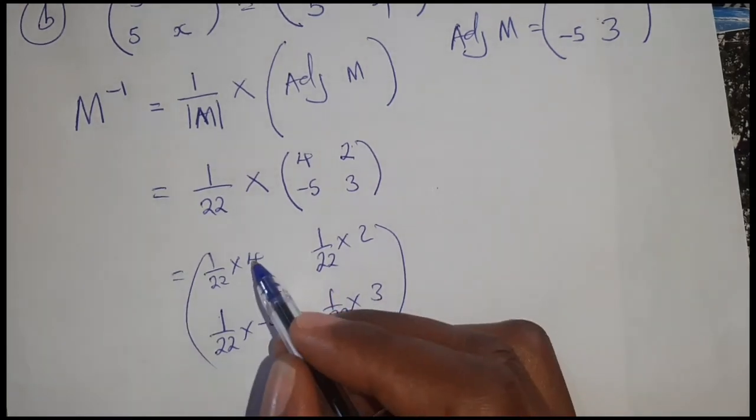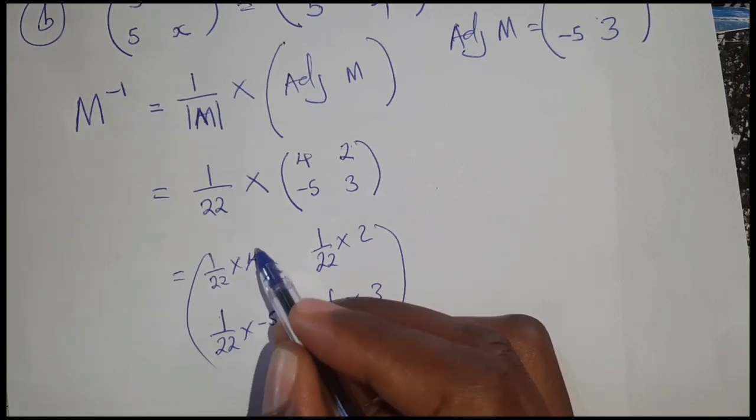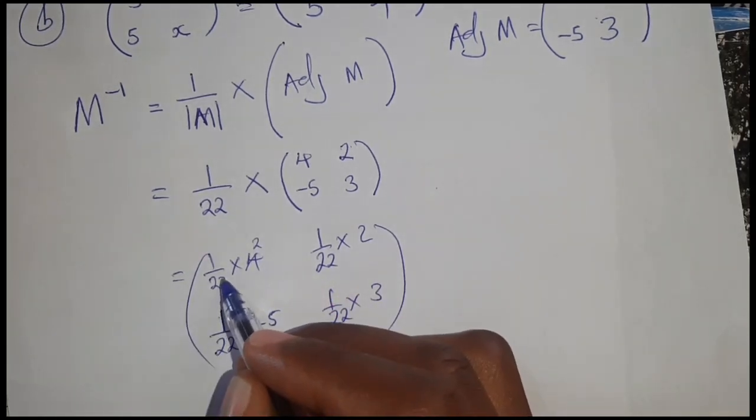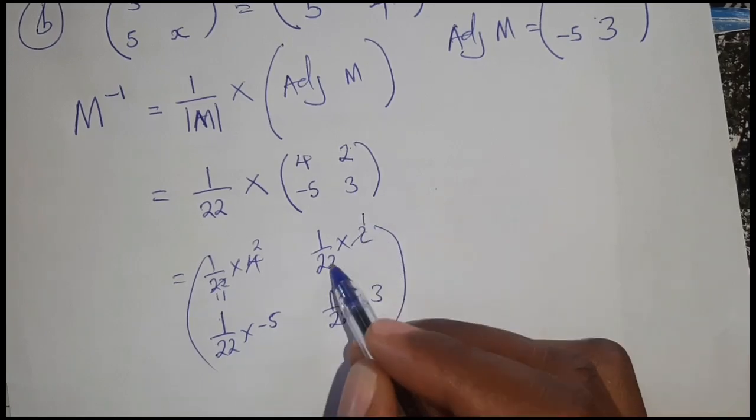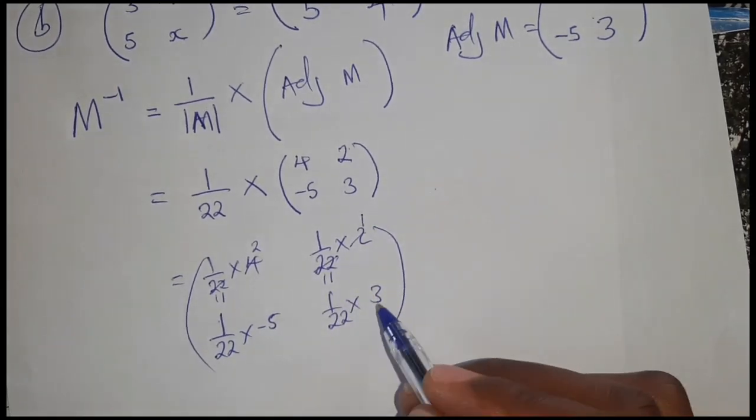Okay, so here, this we can reduce by 2. So 2 into 4, that's a 2. 2 into 22, that is 11. 2 into 2, 1. 2 into 22, 11.